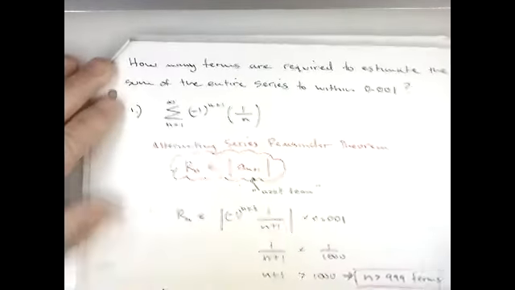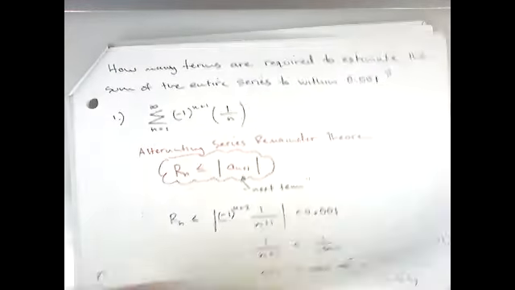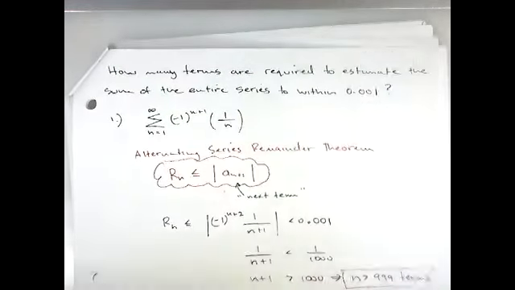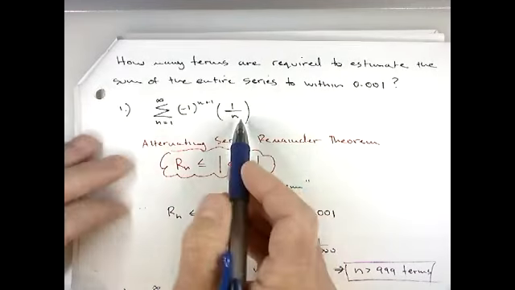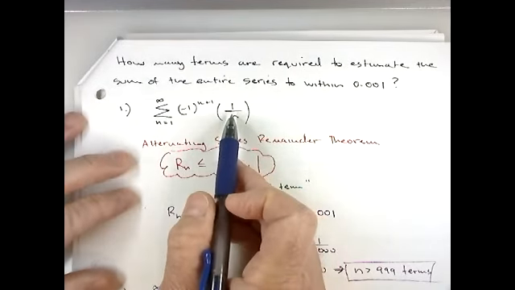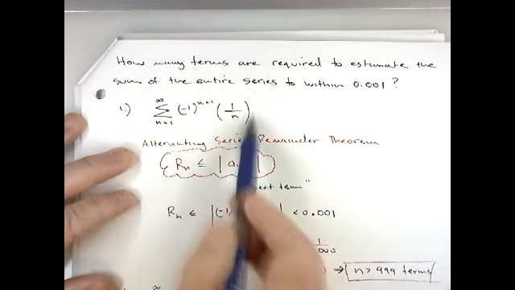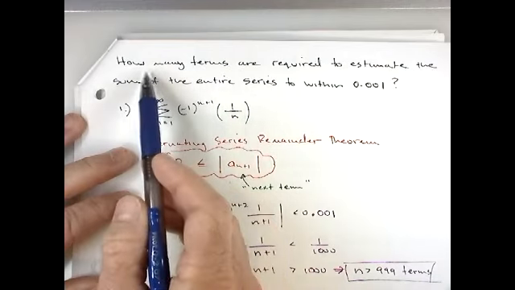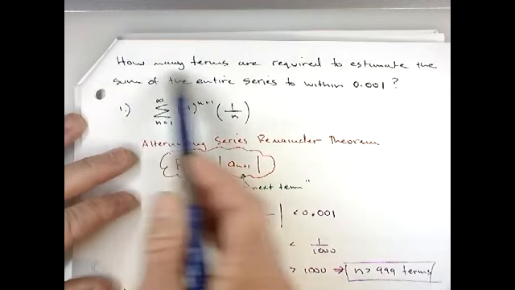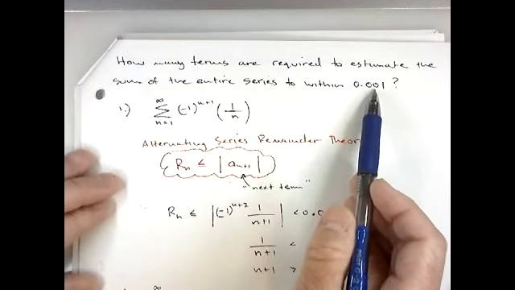Okay. One more bit about going back to the error. We talked about the error in the alternating series test when we were using that. So one question we could get asked then is, this was our opening example. We know this series converges. So if it converges, it has a sum. How many terms are required to estimate the sum of that series to within 1/1000th?